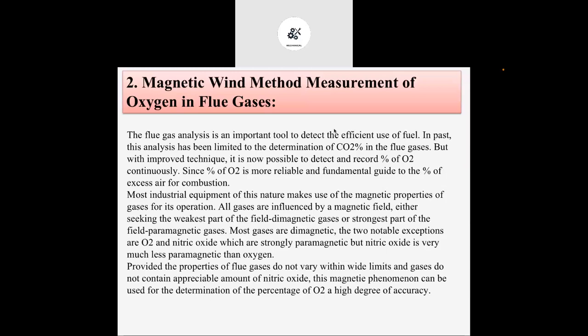If you measure the content of oxygen in the flue gases, it will indicate how efficiently the combustion has taken place inside the furnace. If the percentage of oxygen present in the flue gas is very high, it means we are providing excess air. In that case, we can reduce that excess air by using the measurement from the flue gases.